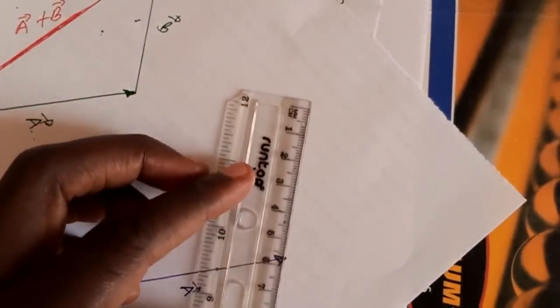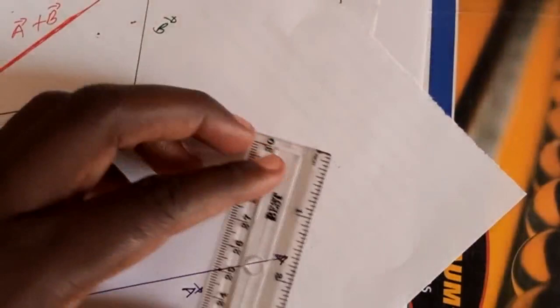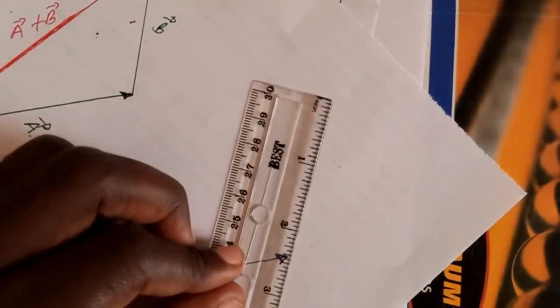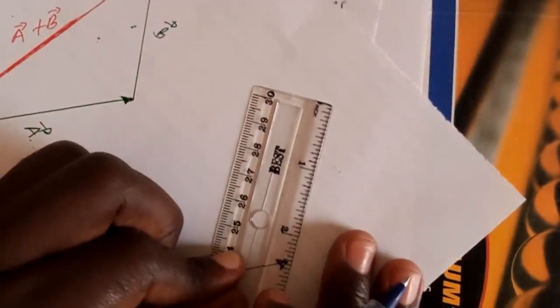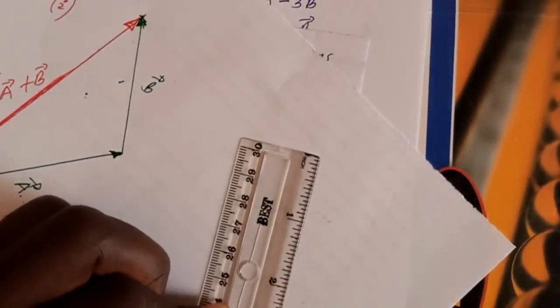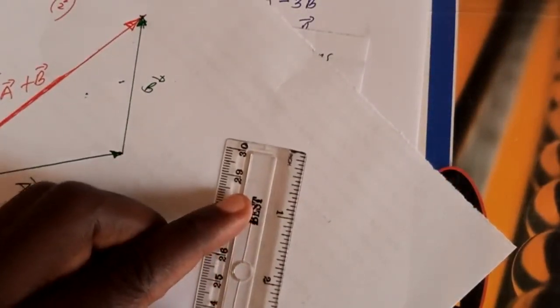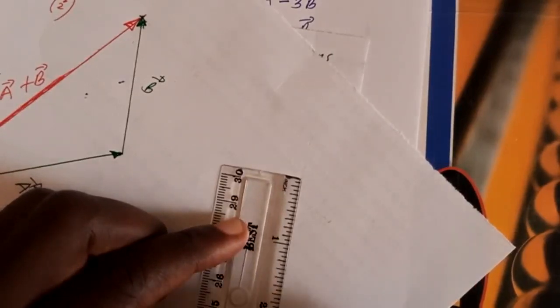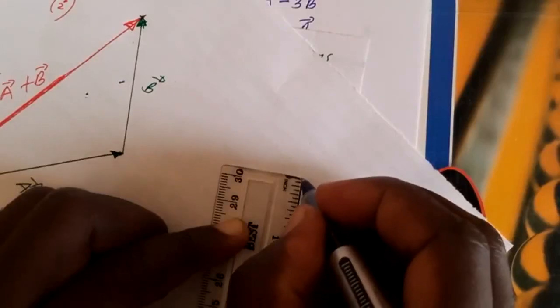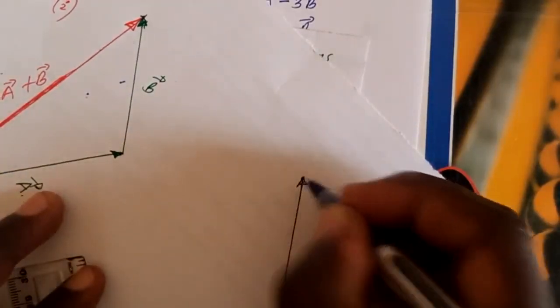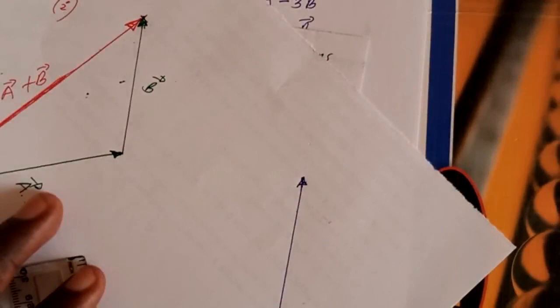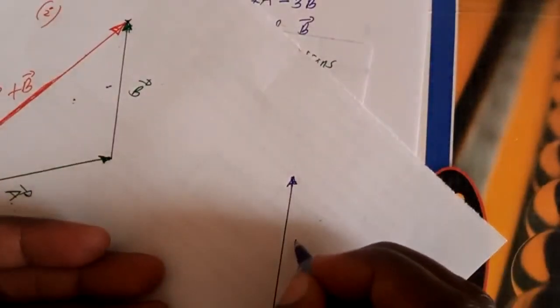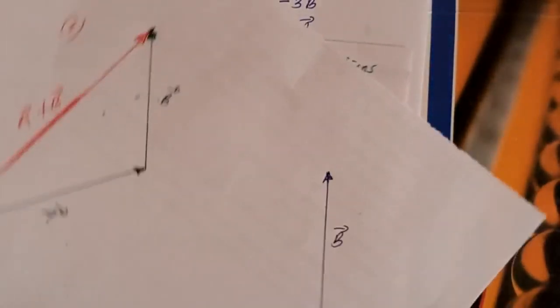Then I now turn it and draw another vector parallel to what I have there. Okay, look at the direction. Let me bring this one so that you can see it clearly. So this is the vector. You can see that is parallel to what I have here, same direction, same magnitude. So this is my vector B.